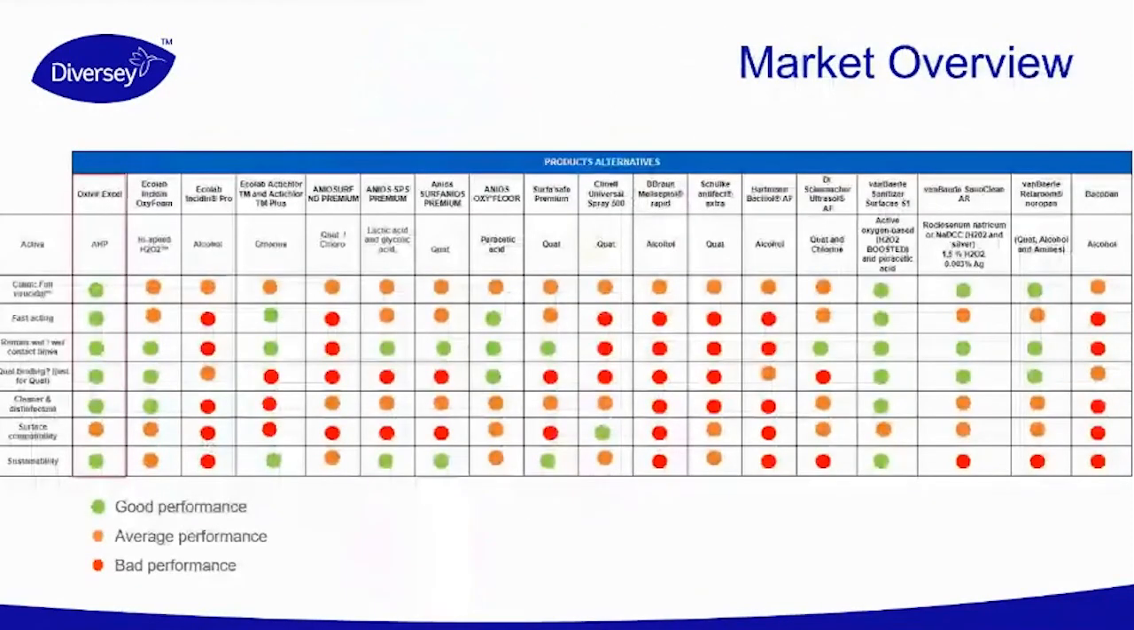And if we look at the product alternative, here you can see in green the good performance, orange average performance, and red for bad performance. So there's a number of product alternatives out there, but on the left side of the table, you can see that we have compared Oxygenrich Cell against those different criteria, and Oxygenrich Cell is performing really well.